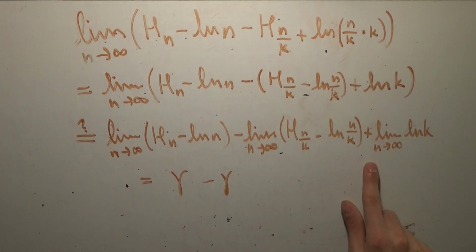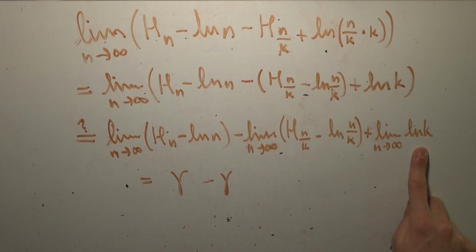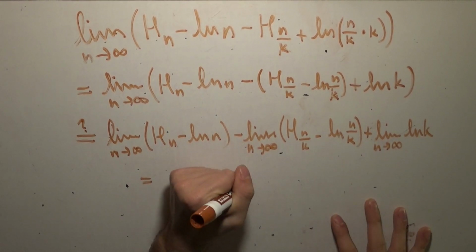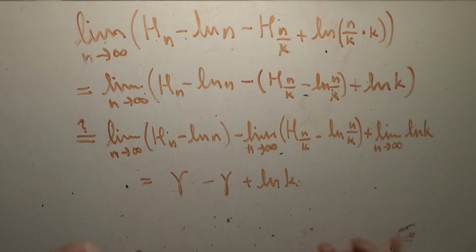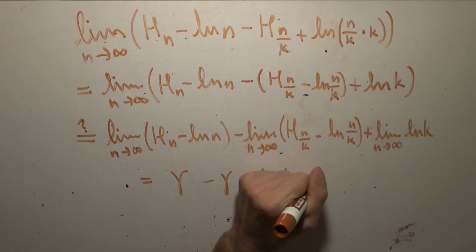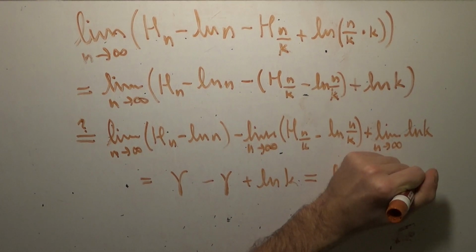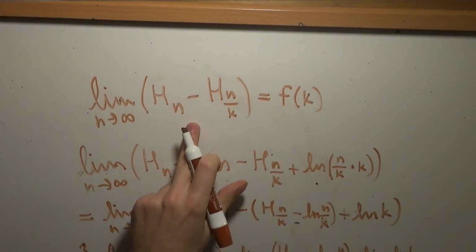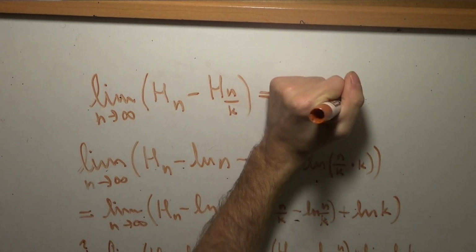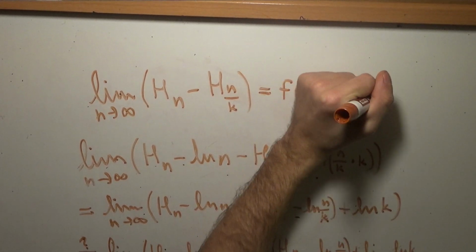And then we're left with the limit as n approaches infinity of the natural logarithm of k. Well, the natural logarithm of k doesn't depend on n whatsoever, so this limit is irrelevant. It's just ln of k. And notice the Euler-Mascheroni constants cancel, and we are simply left with ln of k. This limit that we started with from the beginning is really just the natural logarithm of k, which is an amazingly simple result to get.